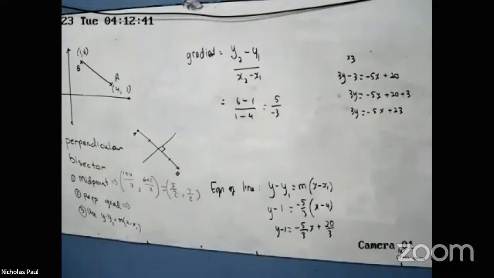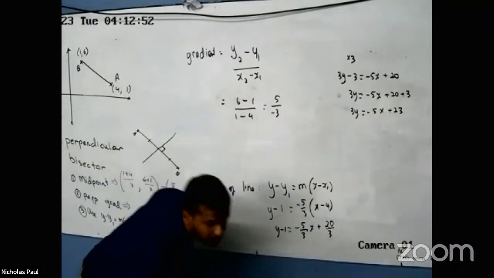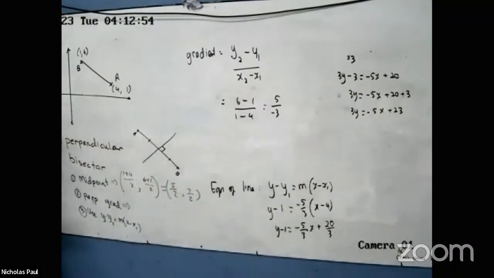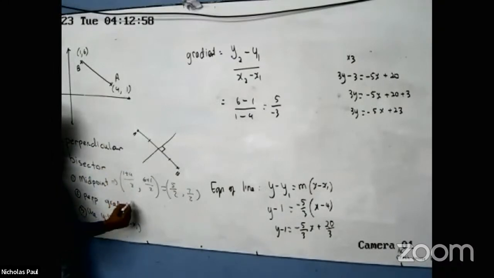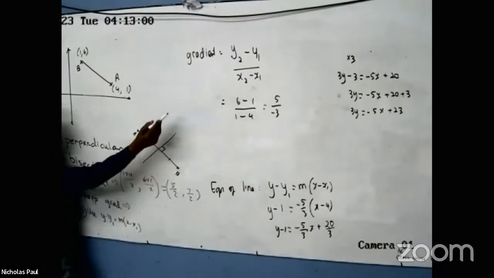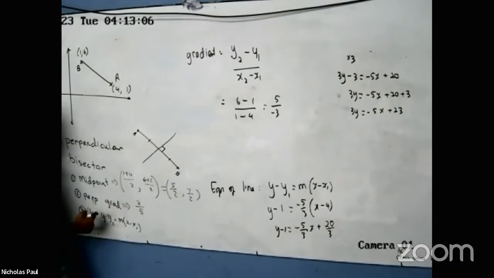Yes. The product of the gradients must be equal to -1. So the gradient of the perpendicular line would be the negative reciprocal. Right, good. Good job, Maria. So flip the values over. If the value is 5 on 3, you flip it over to 3 on 5 and change the sign. That's okay? So you flip it over and change the sign.